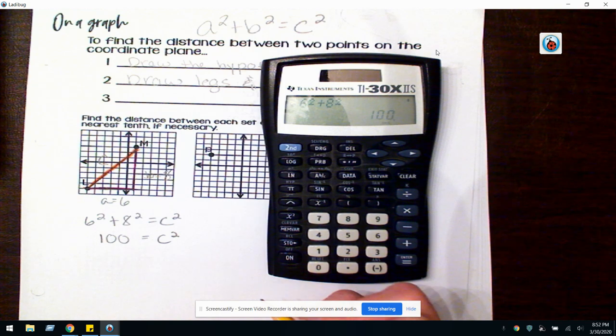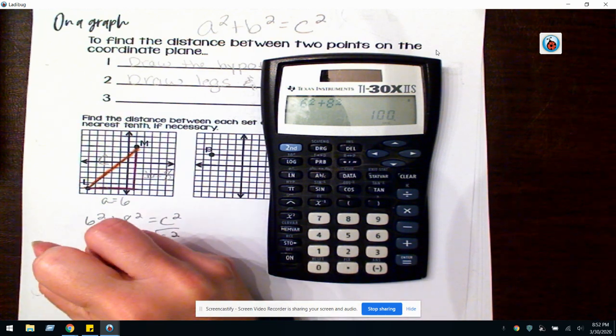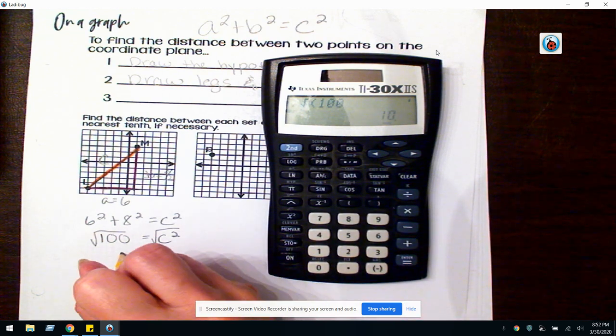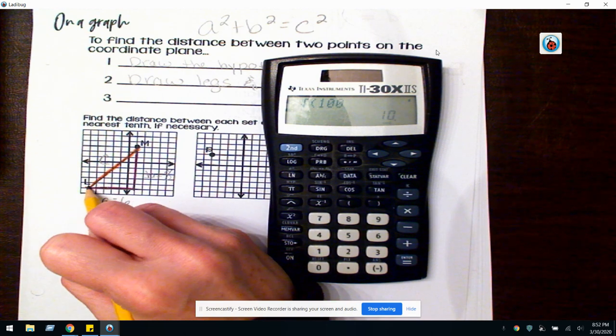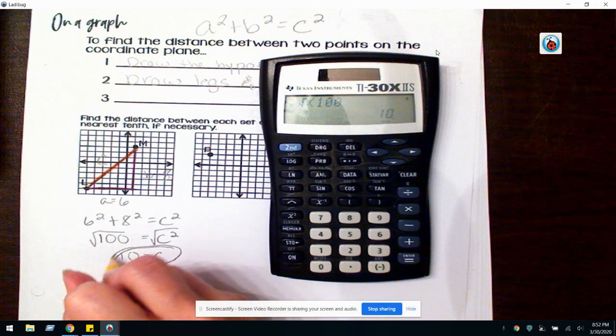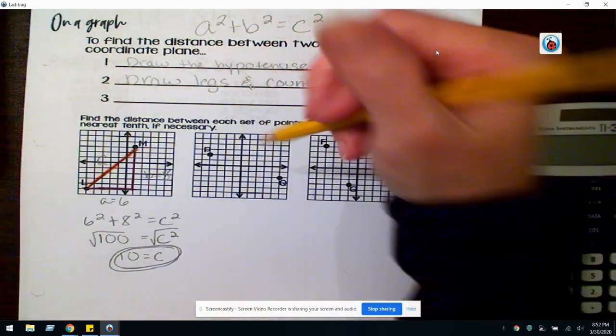And then the last step, do you guys remember the last step? I sure hope so. It is to square root. So the square root of 100 is 10. So my distance between L and M here is 10. There you go. There's your answer. We're going to do that again.